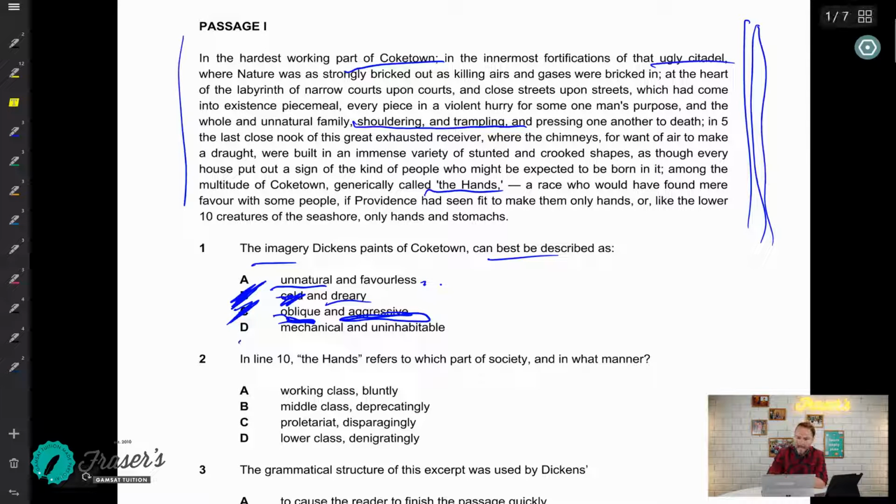So between A and D, we've got two good ones. It is certainly mechanical. We've got all this bricking, smokestacks, chimneys for want of air, so it's very mechanical, industrial, with all those connotations. And uninhabitable, like you wouldn't want to live there. In fact, the people that live there aren't referred to as people, they're referred to as hands, and by the end, hands and stomachs. Knowing that favourless is a weird word, I'm going to go with D, and D is the correct answer.